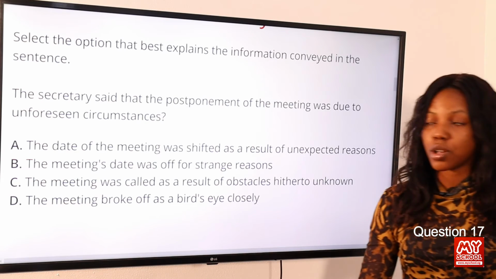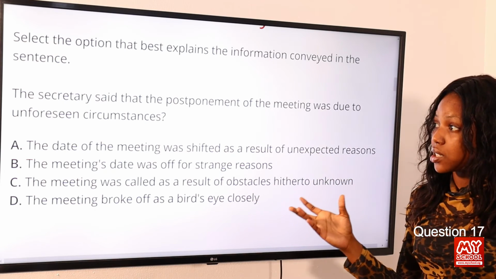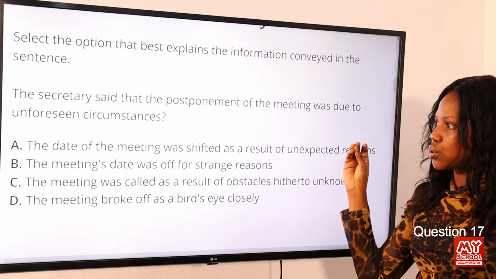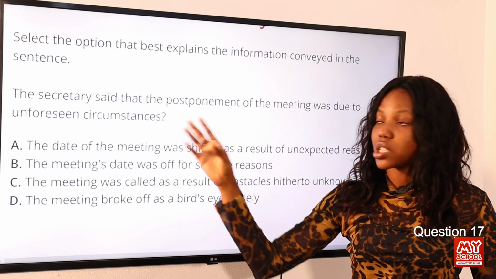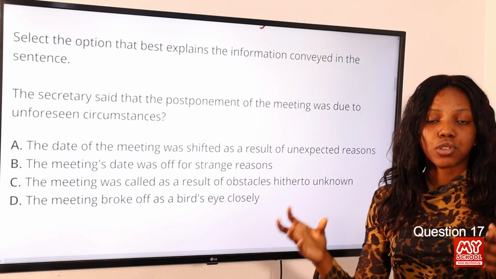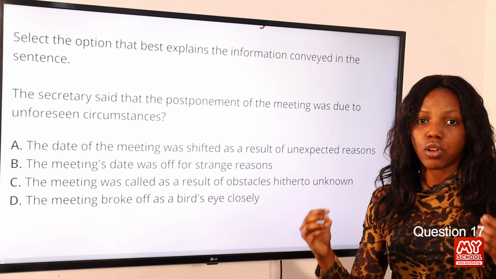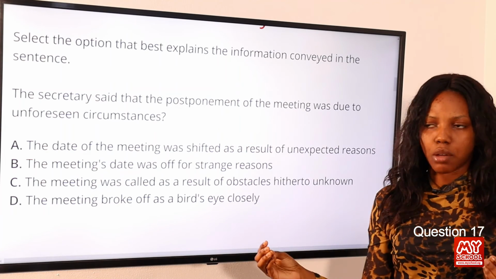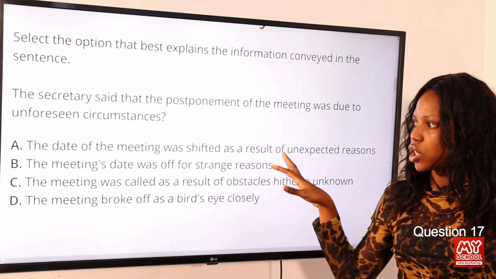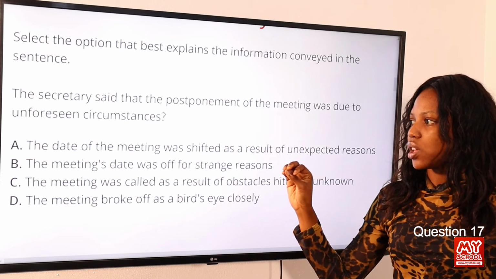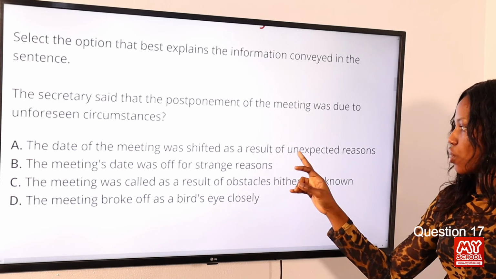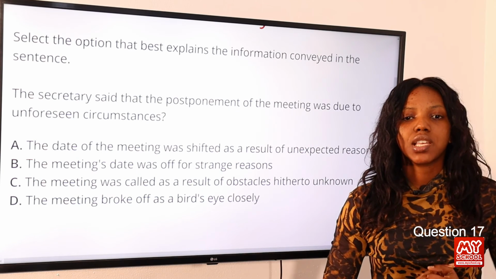The answer to this question is option A. Now let's analyze this sentence together. The secretary said the postponement of the meeting was due to unforeseen circumstances. Unforeseen circumstances here means unplanned outcome, unexpected results, or unexpected reasons. Okay, so there was a postponement of a particular meeting, and we can see this explanation in option A. The option A clearly conveys the interpretation of this statement. The date of the meeting was shifted as a result of unexpected reasons. So option A is the final answer to this question.